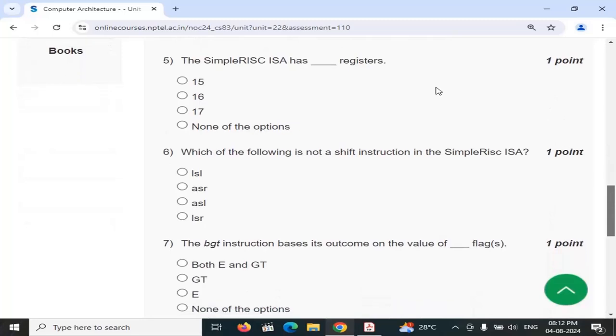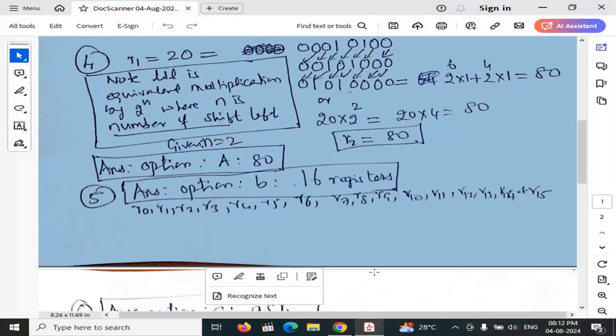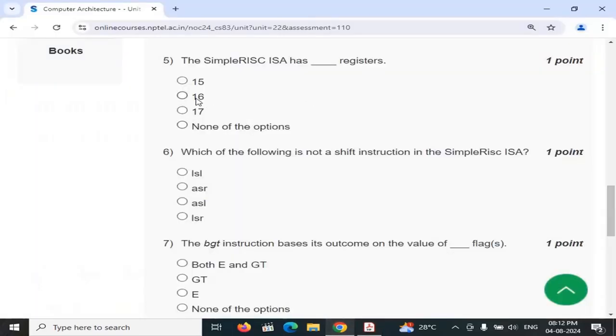Fifth one: the simple RISC ISA has 16 registers. The solution is option B, 16 registers. Those registers are named R0, R1, R2, R3, R4, R5, R6, R7, R8, R9, R10, R11, R12, R13, R14 and R15. Option B, 16 registers.